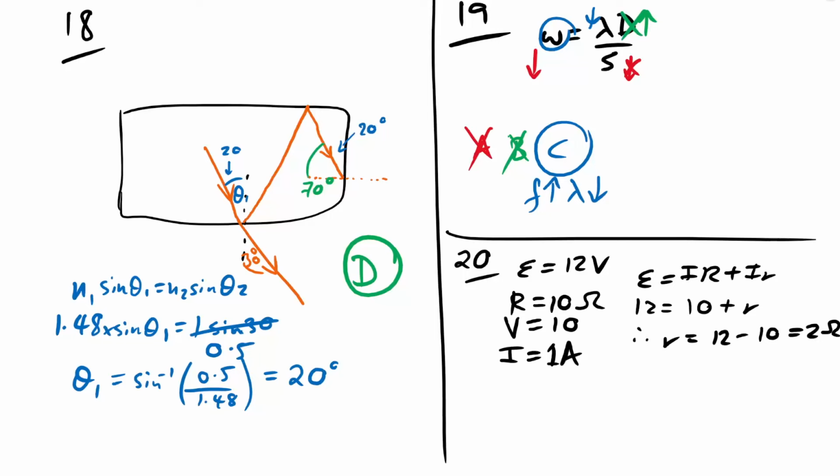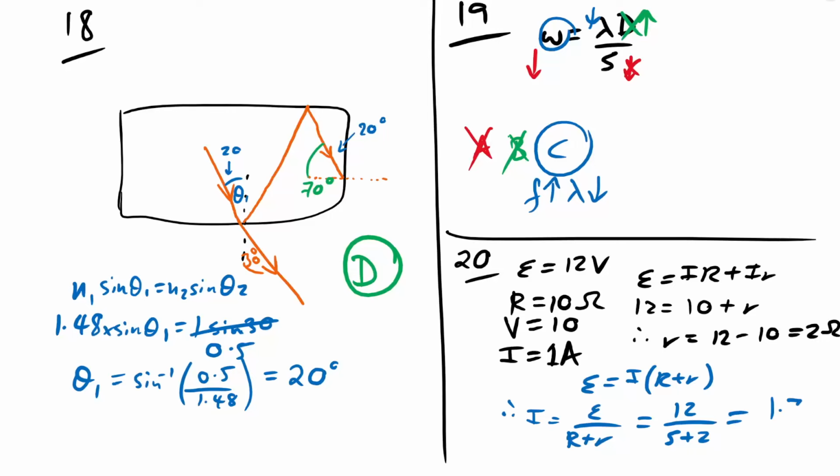2 ohms. So now we're changing it to 5 ohms, so we're going to say E is equal to IR plus Ir, so therefore the current is going to be equal to just EMF divided by total resistance. It's just V equals IR effectively. So it's just going to be 12 divided by, what's that, 5 plus 2, so 12 divided by 7. And that gives us 1.7 amps. So the answer is B.